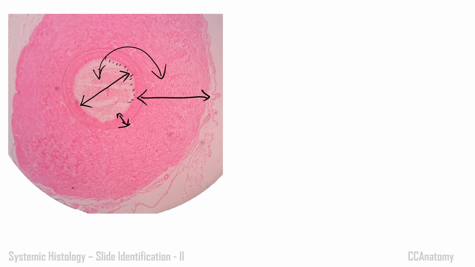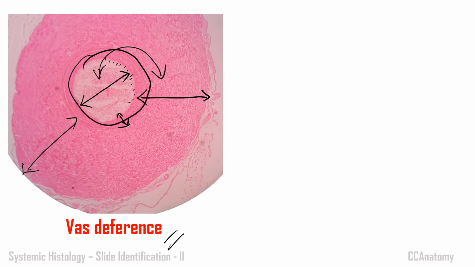There is only one slide fitting all these features, which is nothing but the vas deferens. So the luminal size will be less than the total thickness, which means it contains a thick layer of muscular coat, and the epithelium is pseudostratified ciliated columnar epithelium, and the lumen is completely free and is a single clear circle.